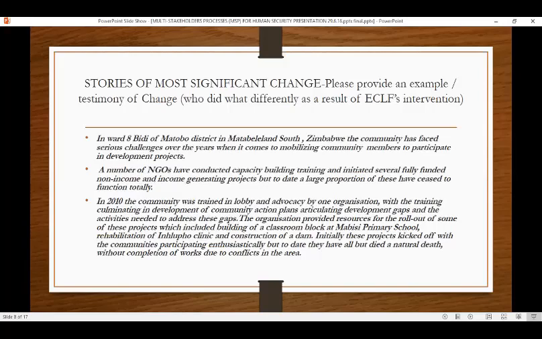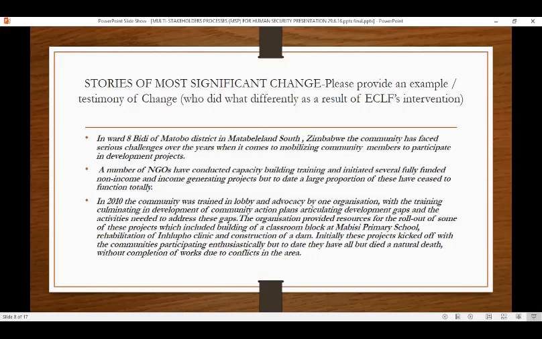I've got a story of the most significant change that we actually encountered within our community. What we do is we are widespread the whole of Zimbabwe, but here I've chosen one particular ward in Matabele South region called Bidi area in Matobo. The community had faced some serious challenges over the years when it comes to mobilizing community members to participate in development projects. A number of NGOs had actually conducted capacity building training sessions and initiated fully funded non-income and income generating projects, but to date, a large proportion of these have ceased to function totally.